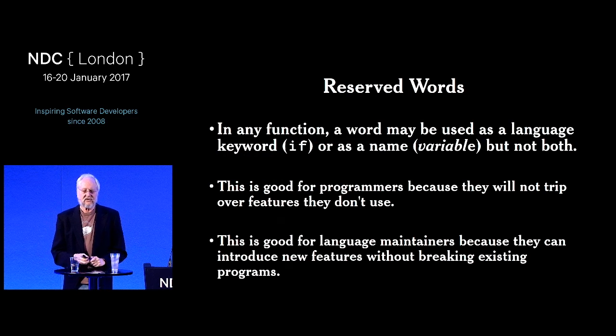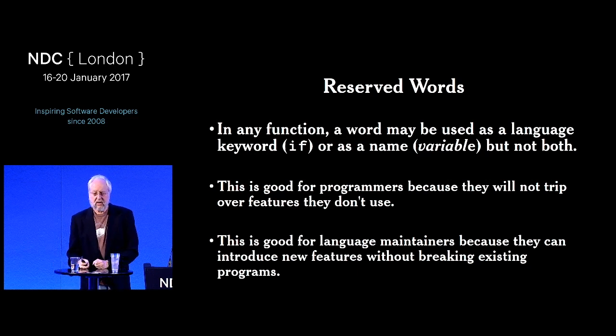So in any function, a word may be used as a language keyword or as the name of a variable or a parameter or something, but not both. So the programmer gets to decide. So if you want a variable called if, you can have a variable called if, but you can't also have an if in that function.